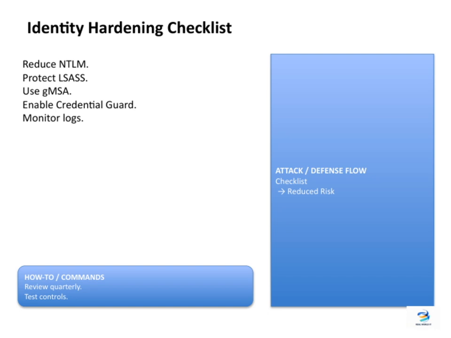One key step is reducing NTLM usage, since it's a common target for attackers, and implementing measures to protect LSASS, which is critical for credential management. Using GMSA accounts instead of regular ones can also help improve security. Enabling Credential Guard is another strong defense, as it isolates secrets and makes it harder for attackers to access credentials. Monitoring logs continuously gives us visibility into suspicious activities and helps us respond quickly.